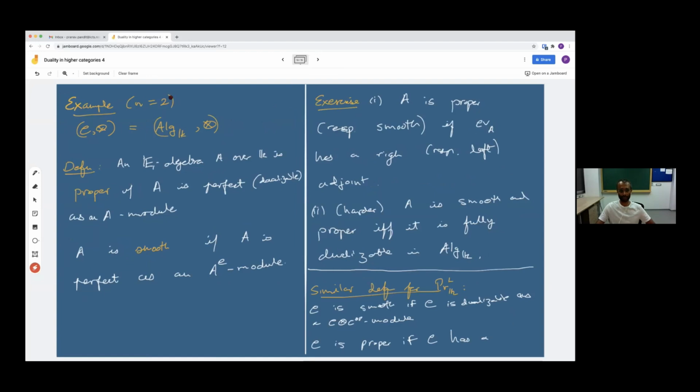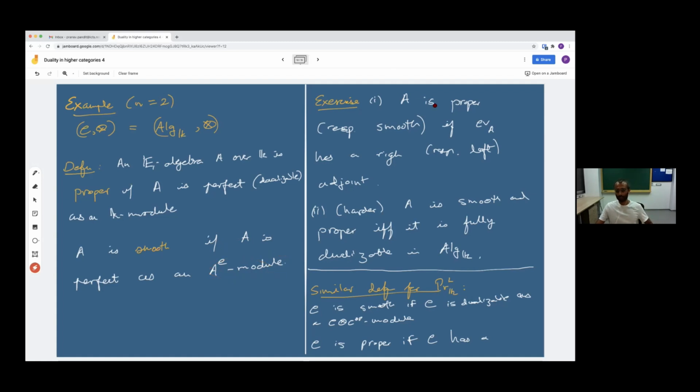Now let's do an example where n equals 2. Here's where the fun starts. Or, well, we already had some fun, but maybe more fun. So if you start with an E1 algebra over K, let me make a definition. You say that A is proper if it is perfect, in other words, dualizable as a K module. And you say that it is smooth if A is perfect as an A tensor A op module.